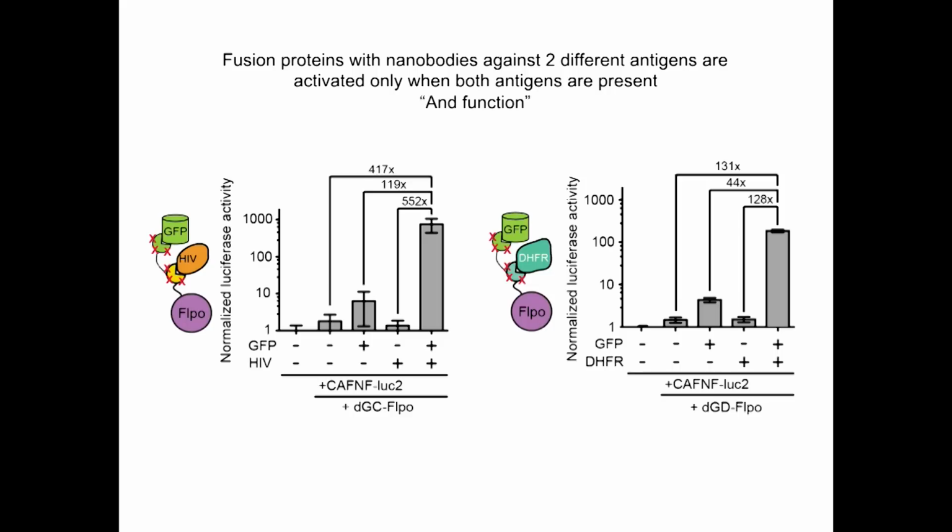Again, these are in vitro readouts of luciferase. If both antigens are present, we have a great deal of induction. If none of the antigens are present, we have almost no activity. If one is present, we have a little bit of activity. So this then opens up the possibility, again, to gain access to a more specific subsets of cells by using the combination of epitopes to turn on a dual nanobody fusion protein.